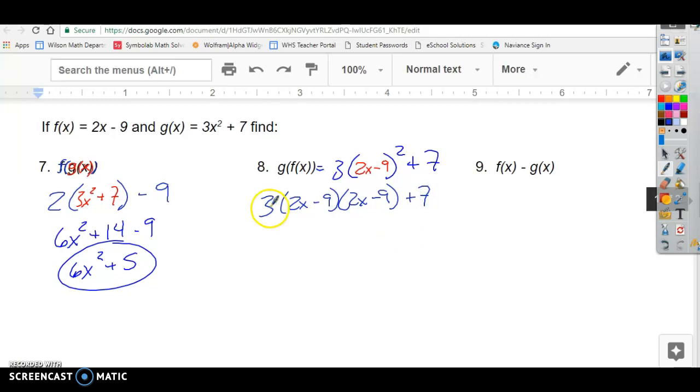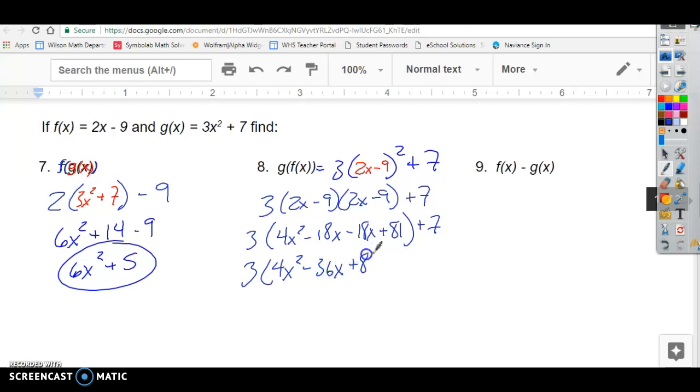And then we'll multiply by 3, then we'll add the 7. So this is 3 times 4x squared minus 18x minus 18x plus 81. So this is 3 times 4x squared minus 36x plus 81. I'm now in the process of distributing in my 3.